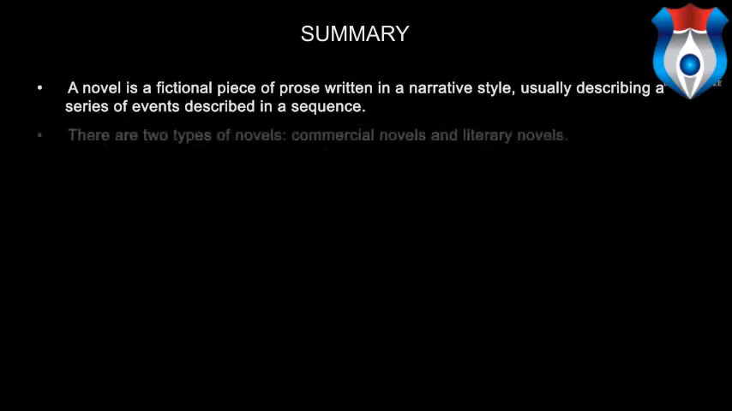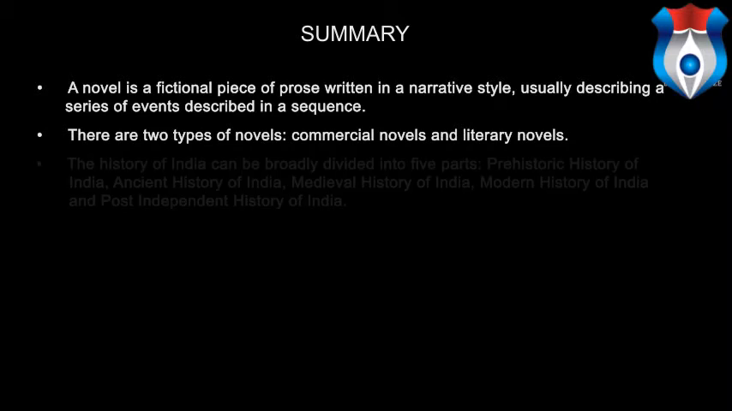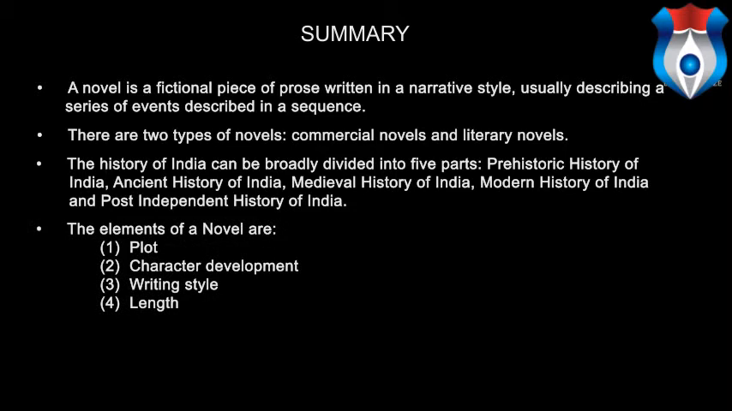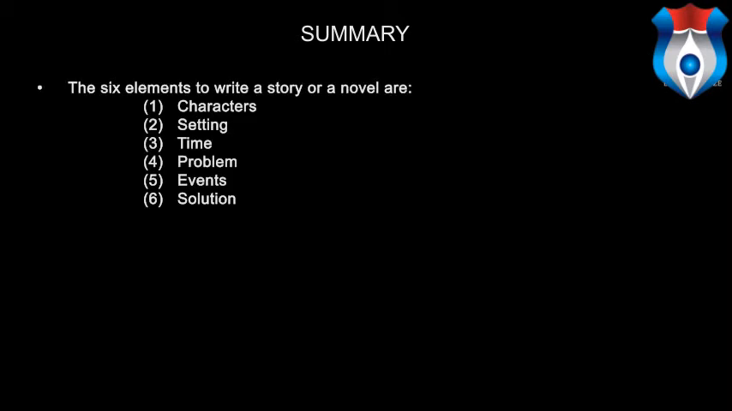Summary. Now in the end, let us summarize what we have learned in this lecture. A novel is a fictional piece of prose written in a narrative style, usually describing a series of events in a sequence. There are two types of novels, commercial novels and literary novels. The elements of a novel are plot, character development, writing style, length. The 6 elements to write a story or a novel are characters, setting, time, problem, events and solution.